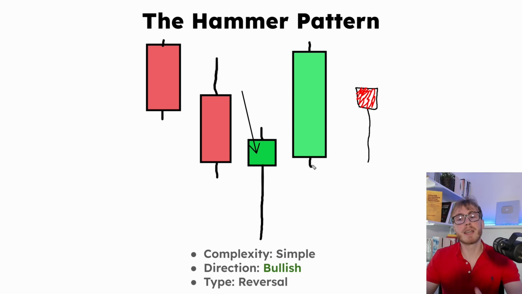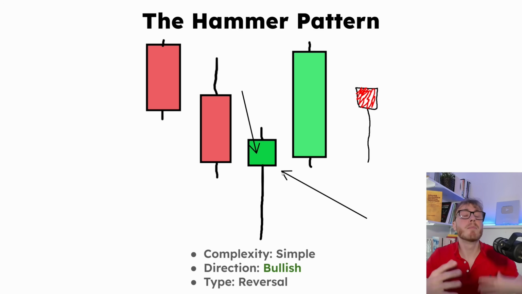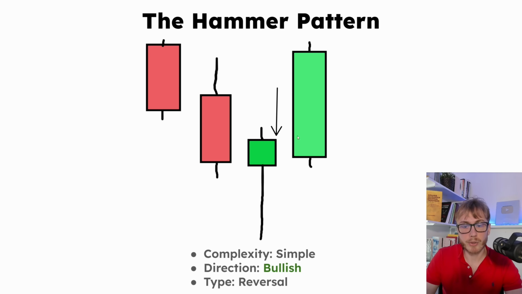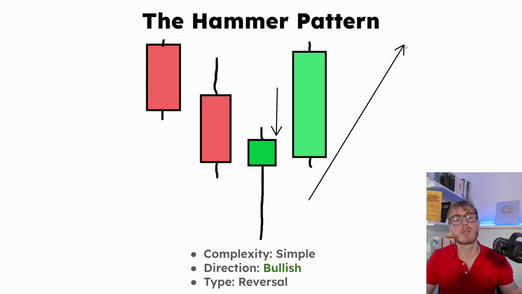However, if we have to choose between these patterns, the green hammer is more bullish and is a stronger signal. So preferably we want to see a green candle. And once again, when the candle closes, the pattern is confirmed and it indicates a reversal to the upside.